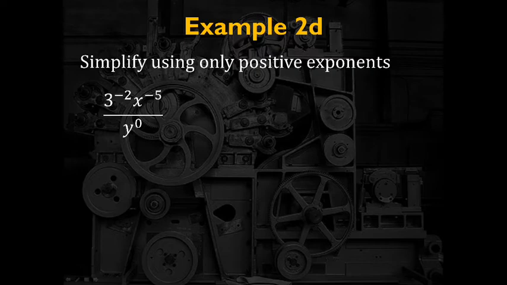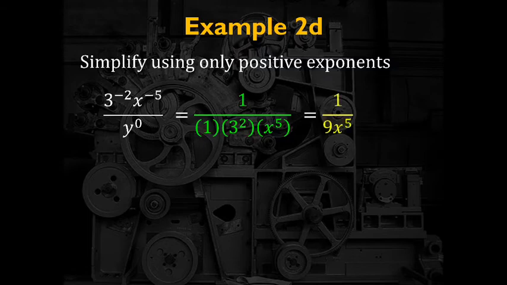Now we have two terms with negative exponents in the numerator, so we're going to move both of them into the denominator and make their exponents positive. So the y to the 0 becomes 1. 3 to the negative 2 in the numerator becomes 3 squared in the denominator. X to the negative 5th in the numerator becomes x to the 5th in the denominator. So now we're going to simplify by combining all the expressions together and multiplying. 1 times 3 squared, or 9, x to the 5th gives us 1 over 9 x to the 5th.